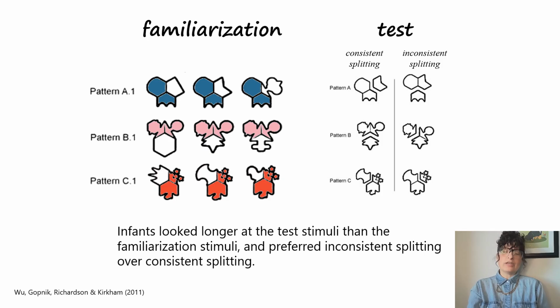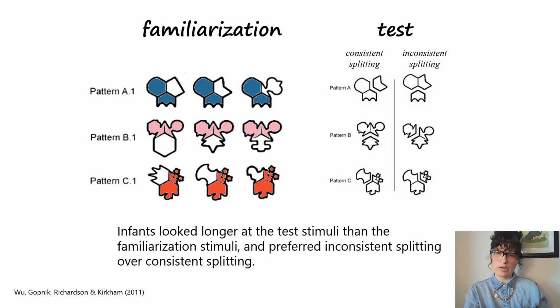So infants look longer at the test stimuli than the familiarization stimuli, and they preferred the inconsistent splitting over the consistent splitting. The inconsistent splitting was more novel than the consistent splitting, and so they looked longer at that. These results suggest that infants picked up on the two co-occurring shapes that defined each pattern type, that they're sensitive to statistical regularities. And the longer looking: they were surprised when the two shapes that had previously been paired together were split apart during testing.